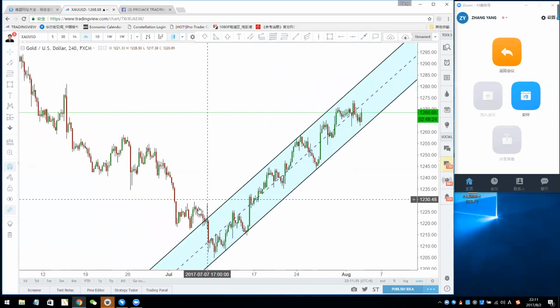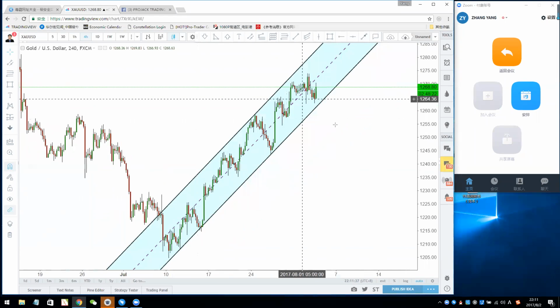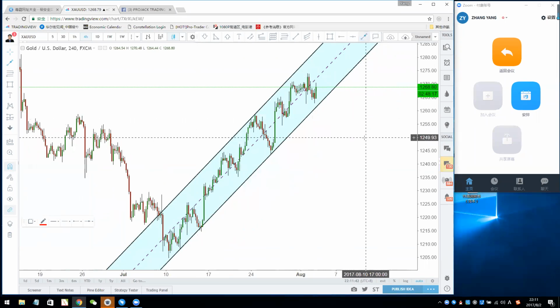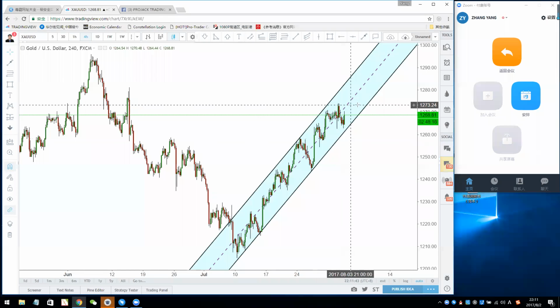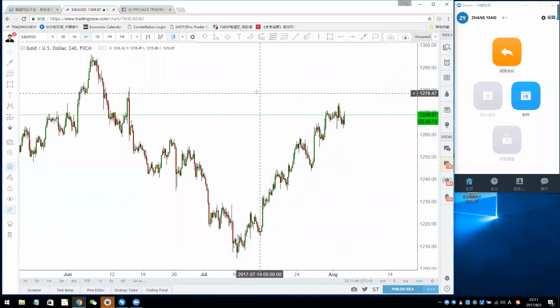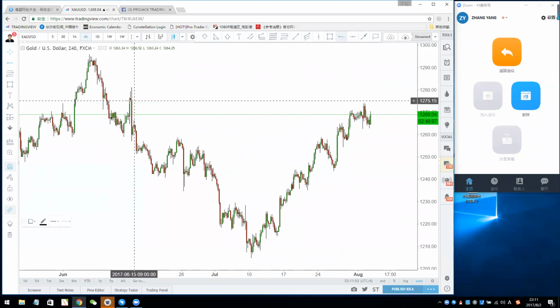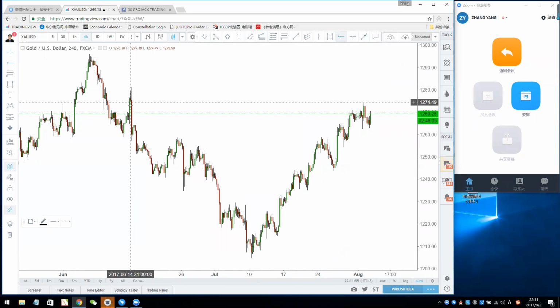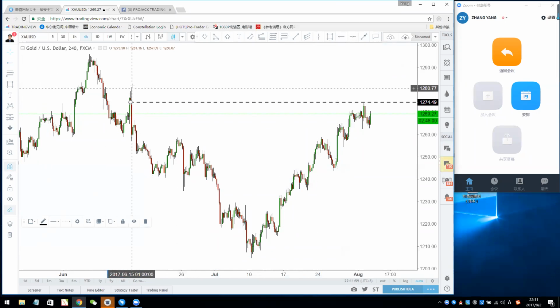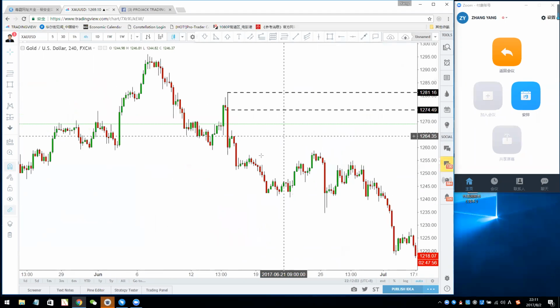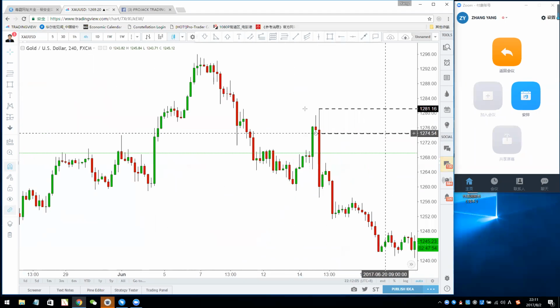Okay, so the gold is in the uptrend channel. As long as it's still in this channel, you don't want to short. You want to short only when the channel is broken. And right now, for the gold I'm thinking of a very, very critical level, which is here. Let me just mark it for you, which will be 1274 to 1281. So what is so important about this zone?